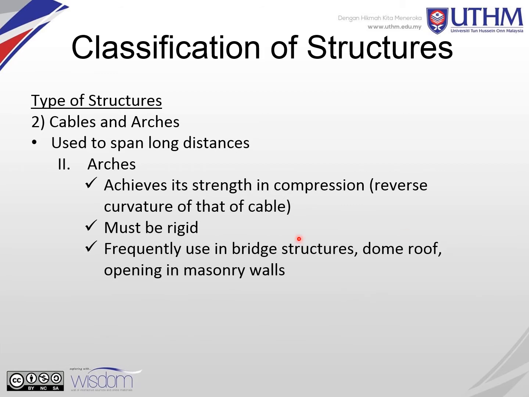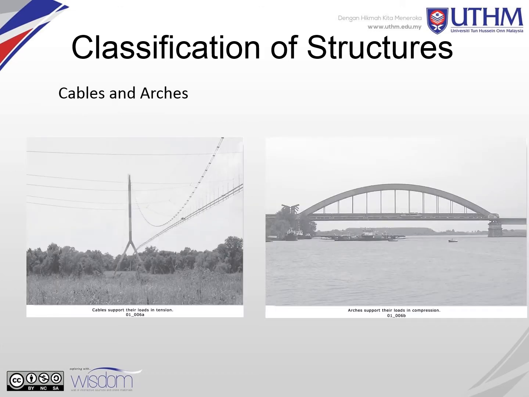Type number 2, the arches, achieve their strength in compression, as reverse curvatures of the cables, and they must be rigid. They are frequently used in bridge structures, dome roofs, and also openings in masonry walls. You can see these are examples of the cable bridge and also the arches. Arches are this type of support. You can see these are the two types.